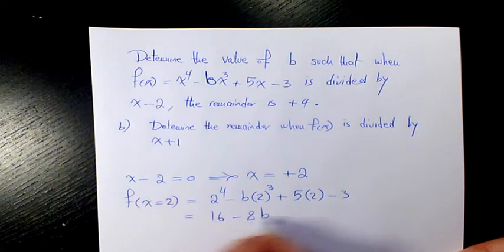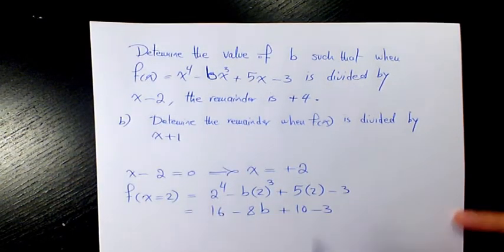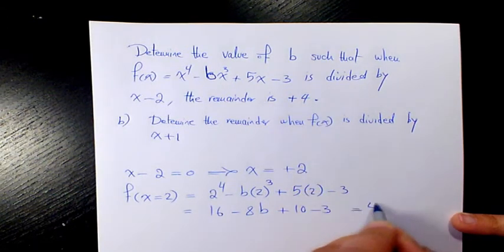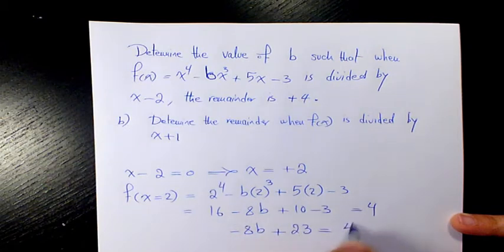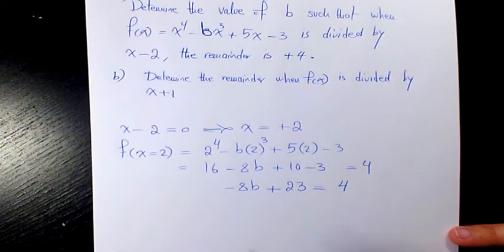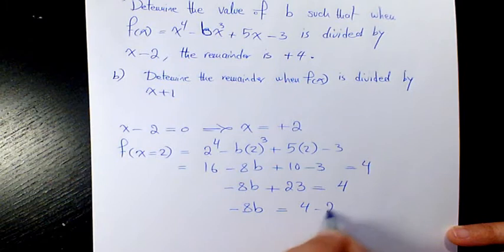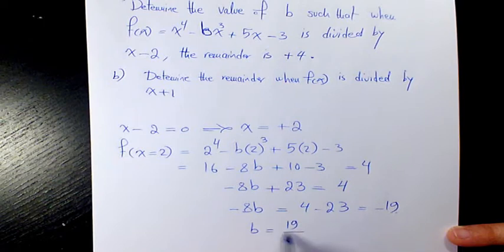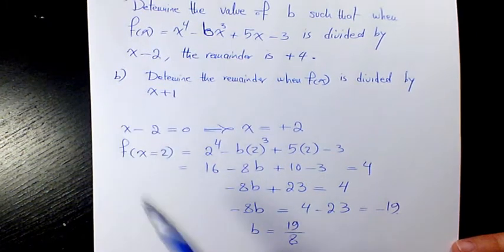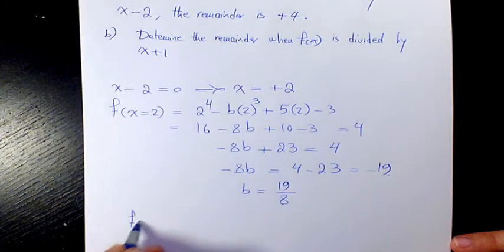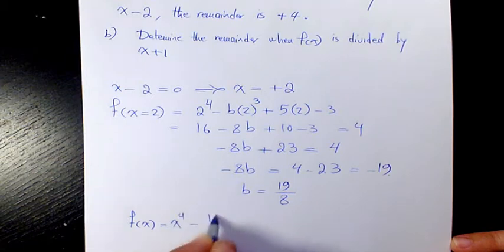16 minus 8b plus 10 minus 3. And that's supposed to be equal to positive 4. So negative 8b plus 23 equals 4. So negative 8b equals 4 minus 23, which is negative 19. So b is going to be 19 over 8. And then f of x is going to be x to the power 4 minus 19 over 8 x to the power of 3 plus 5x minus 3.